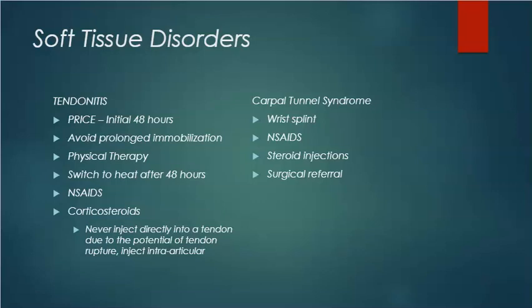Carpal tunnel syndrome may respond to splinting, but there's limited evidence that it's beneficial in the long term. Additionally, the use of steroid injections has not been shown to be beneficial in patient outcomes in the long term for carpal tunnel. Most patients with carpal tunnel syndrome will require surgical release of the tendon. Postoperative occupational therapy is essential and is generally ordered to start about a week after surgery.